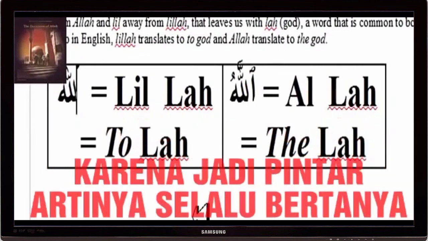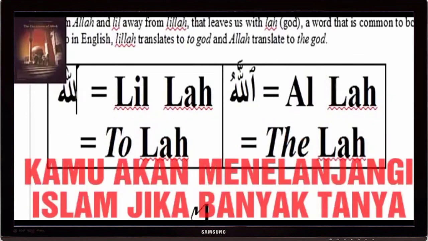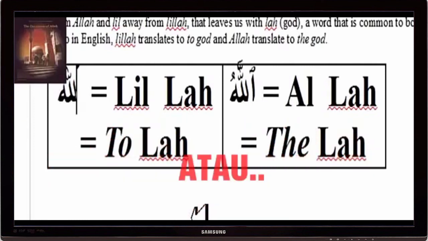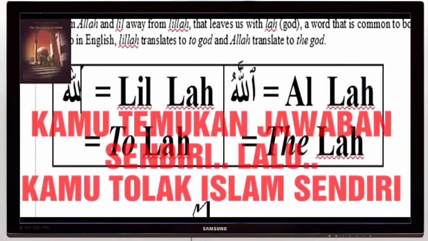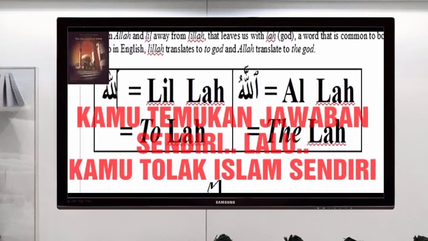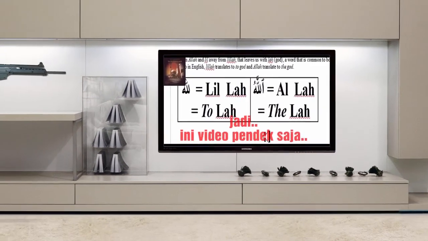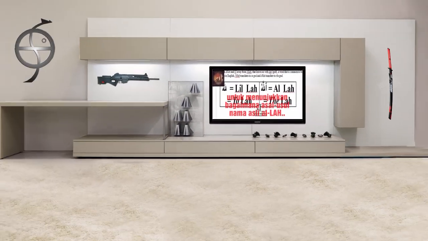Because being smart means you have to ask questions, and you will expose Islam by asking the questions, and then they will accuse you of not being a Muslim for asking those questions. Or you find the answer yourself, and then you reject Islam by yourself. So I wanted to make this short video to show you where the name of Allah really comes from.